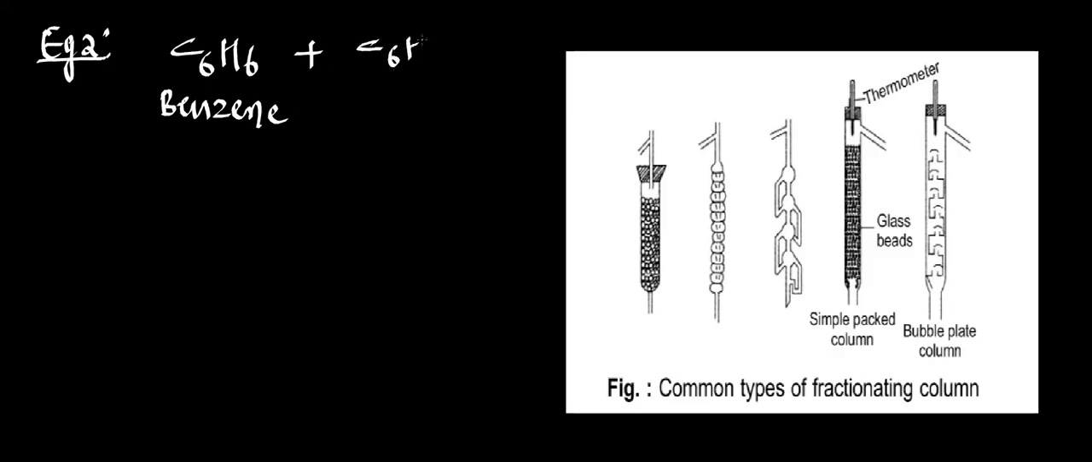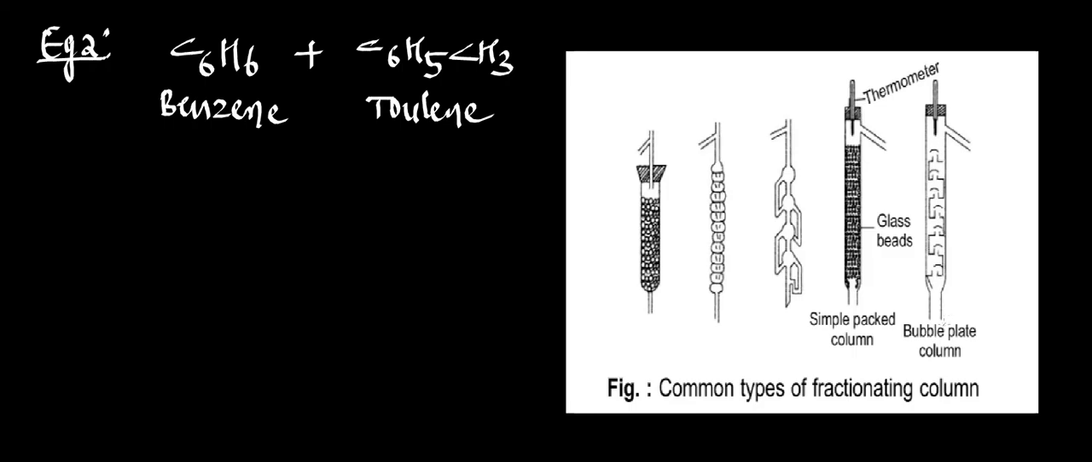We can take another example of fractional distillation, benzene and toluene. These two liquids are also separated using fractional distillation. Why is it so? Because these two liquids have very close boiling points, so simple distillation will not be used here. Okay, so the figure shows the different types of fractionating columns.